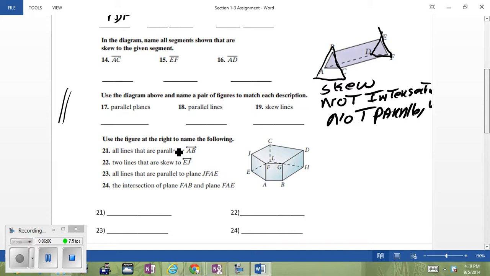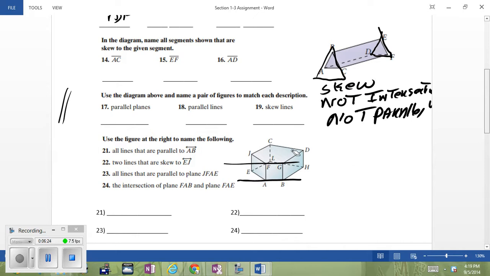Use the figure at the right to name the following: all lines that are parallel to AB. Here's AB, FG is parallel, and that would be about it.